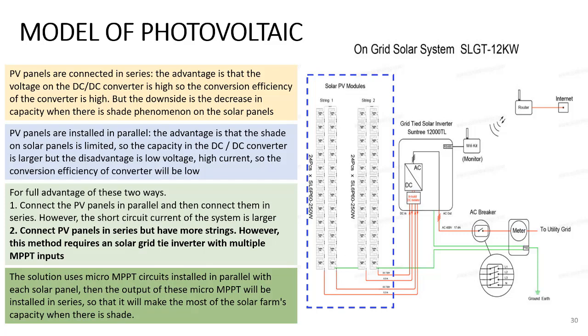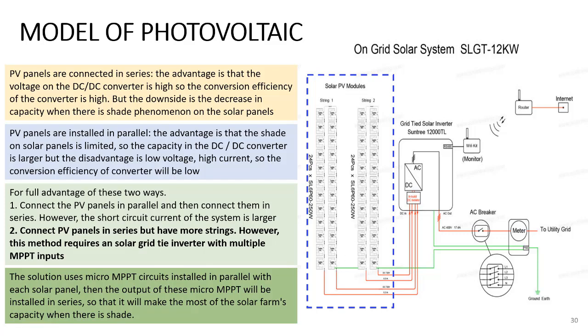Therefore, in real application, the PV panels are connected in either of the following two solutions. The first is that the PV panels are connected in parallel arrays, and then the arrays are connected in series. In this method, the short circuit current, if a short circuit fault happens, will be dangerously high.